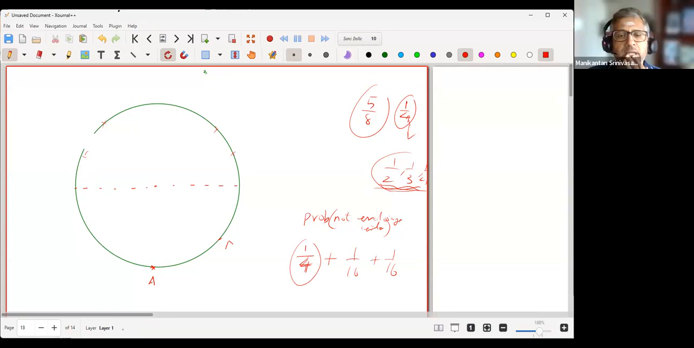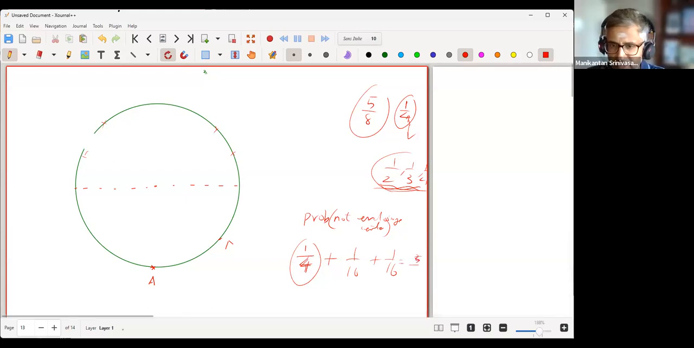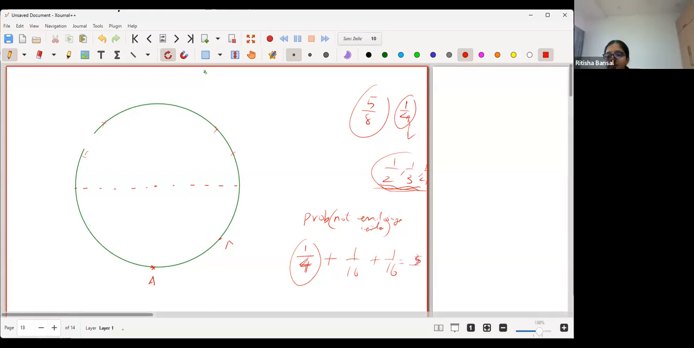Okay. Anyone see any issue with this? 1/4 plus 1/16 plus 1/16. So this adds up to how much? Moksha, do you see an issue with this? No, I don't have an issue with this. I have an alternate. So okay, this adds up to 5/8, is it? No, this adds up to 3 by 8. 1 by 4 plus 1 by 8 is 3 by 8. And therefore you're saying the probability is the reverse of this, which is 1 by this is the probability of not enclosing the center.